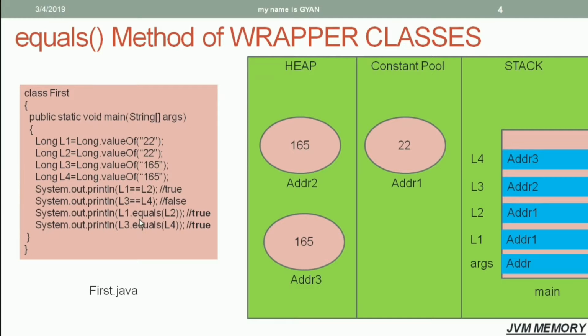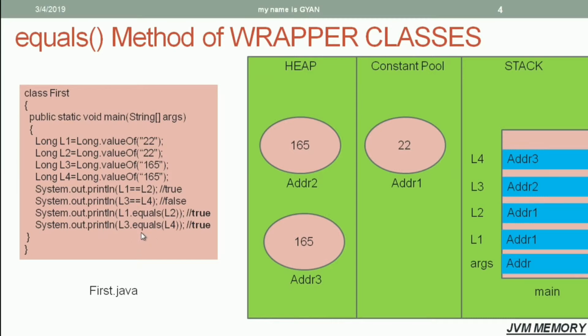In the next statement, we are calling the method equals by using the reference variable L1 and L2 as its argument. So we are comparing the content of an object whose reference is stored into the reference variable L1 with the content of an object whose reference is stored into the reference variable L2. That's why we are comparing the content of this object with the content of the same object. That's why in this case the equals method will return true.